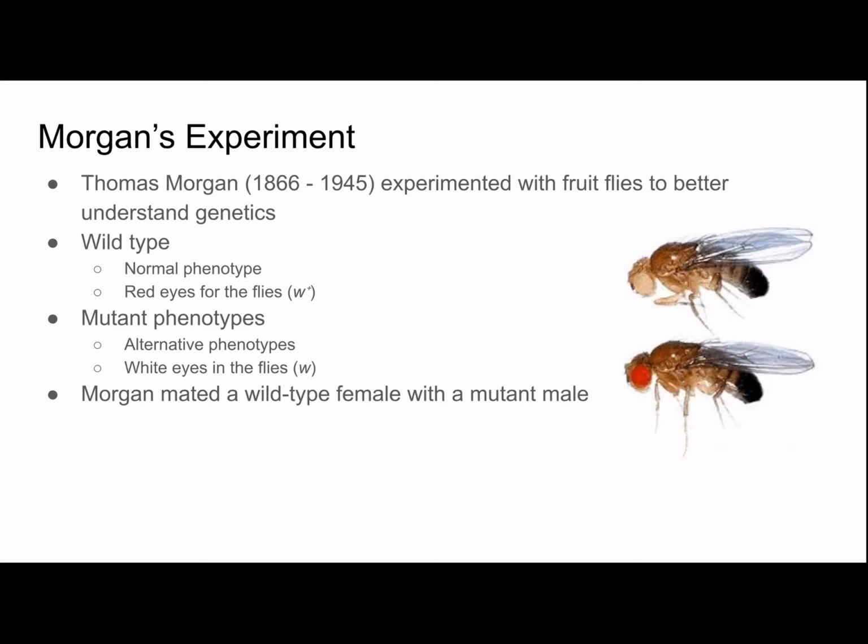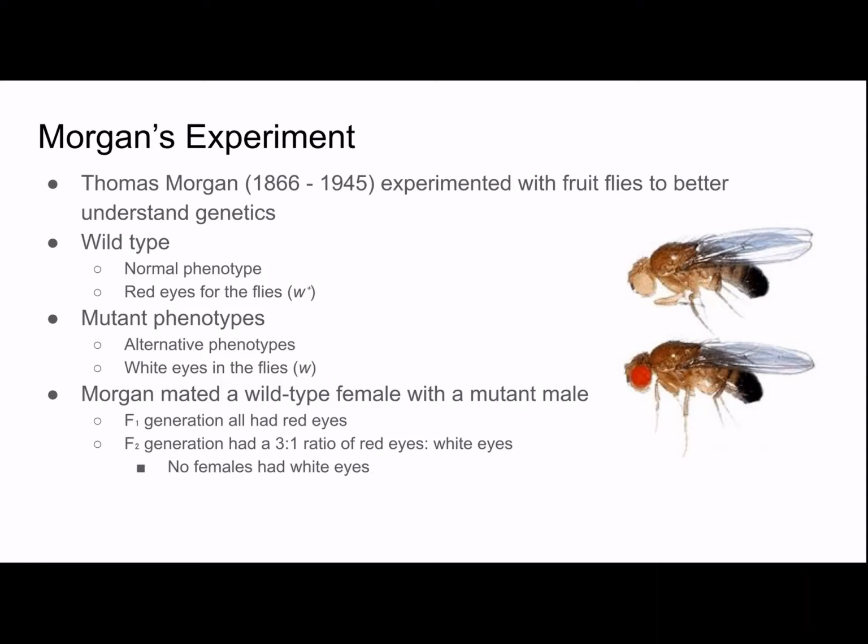Morgan mated a wild type female with a mutant male. The F1 generation all had red eyes. The F2 generation, sorry, I mentioned in my last video, F stands for filial, so the F1 generation is the first filial generation. It's the first children of the parent generation, and then the F2 is the children of that generation. The F2 generation had a 3-to-1 ratio of red eyes to white eyes, but he noticed that no females had white eyes.